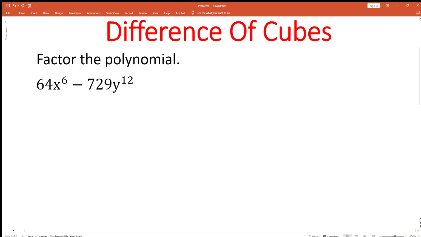In this video, we'll factor the given polynomial using the difference of cubes factoring method. The given polynomial is 64 times x to the power 6 minus 729 times y to the power 12. We cannot do common factoring for this polynomial because there is nothing common between these two terms that we can factor out. This expression is made up of two terms.